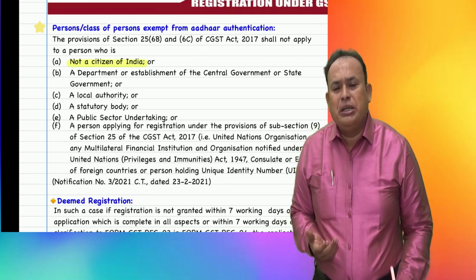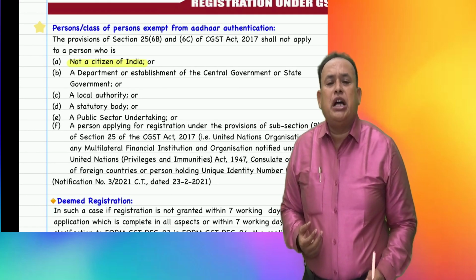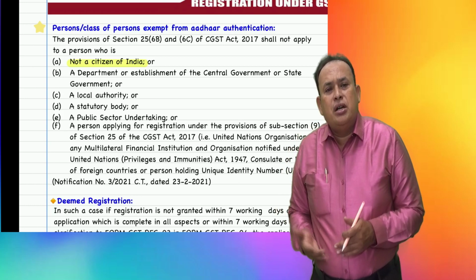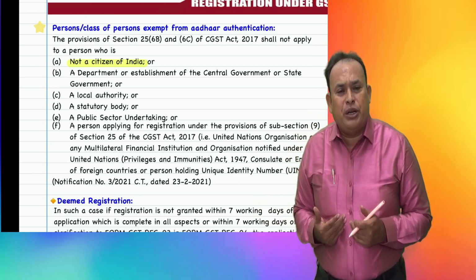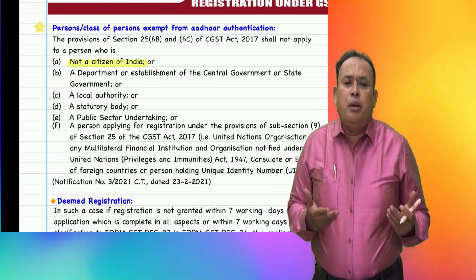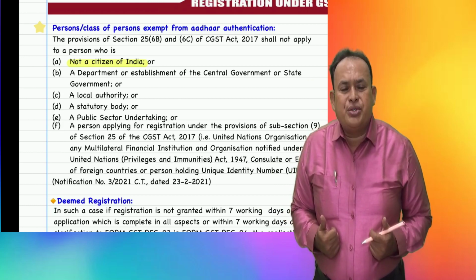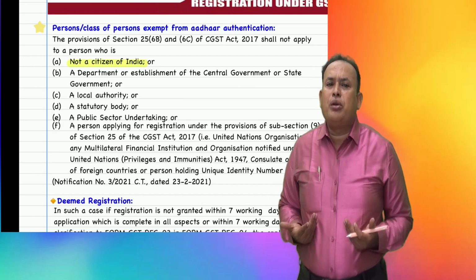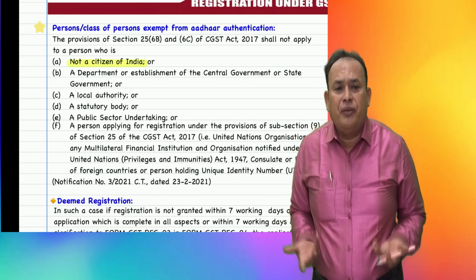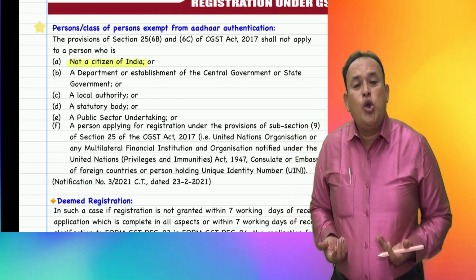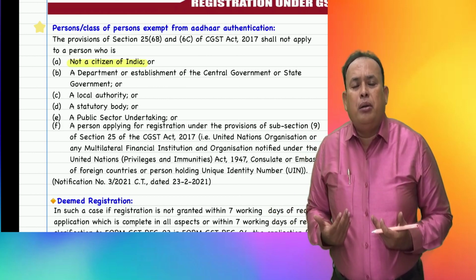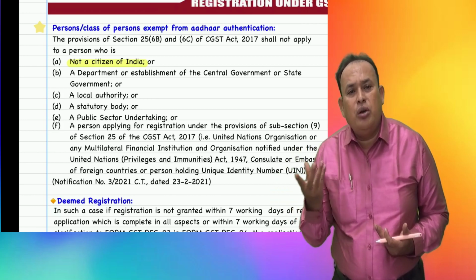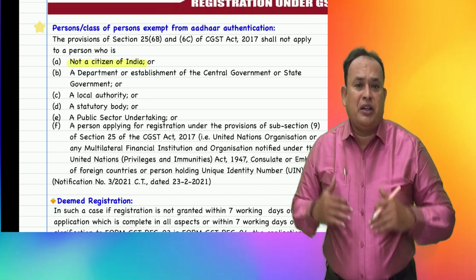Aadhaar authentication is not applicable to a department or establishment of the central government or state government, government departments, corporations such as the Greater Chennai Corporation or the Bombay Municipal Corporation, local authorities, the Indian Postal Department, and Indian Railways. They are not required to undergo authentication because they are departments of the government itself. Local authorities, like the Bombay Municipal Corporation and Chennai Greater Corporation, are not required to have Aadhaar authentication, but they get the certificate of registration.